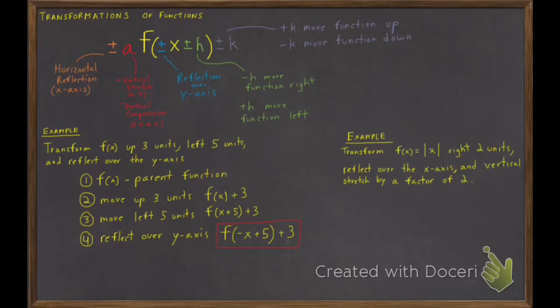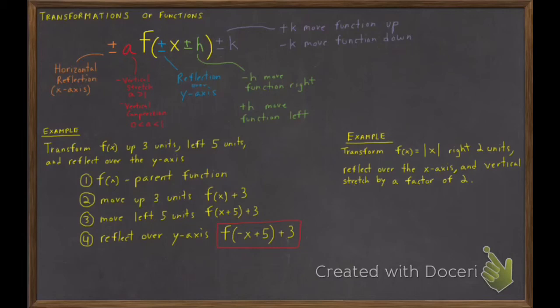Alright, so we're going to try another example. This time we're actually going to name a function. So instead of using function notation as f of x, we will now give it a name, an actual function, which is absolute value x. So we're going to transform f of x equals absolute value x, right 2 units, reflect over the x-axis, and vertically stretch by a factor of 2.